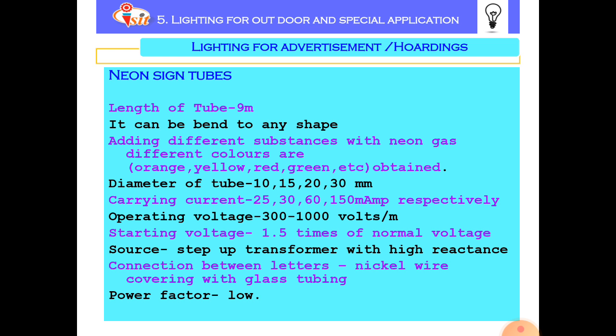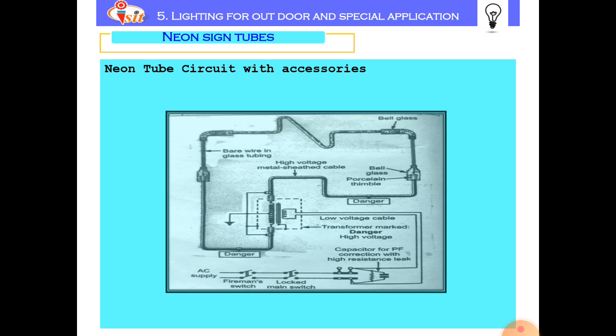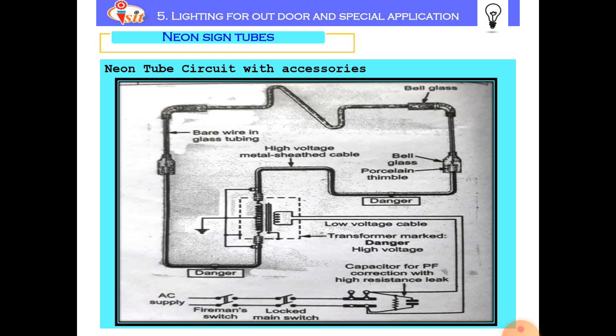For connection between letters, nickel wire is used, which is covered with glass tubing to avoid short circuits. Hence, this circuit results in a low power factor. To compensate for this, we have to connect capacitors across it. So this is a typical neon tube circuit diagram, which we have already seen in the second chapter.